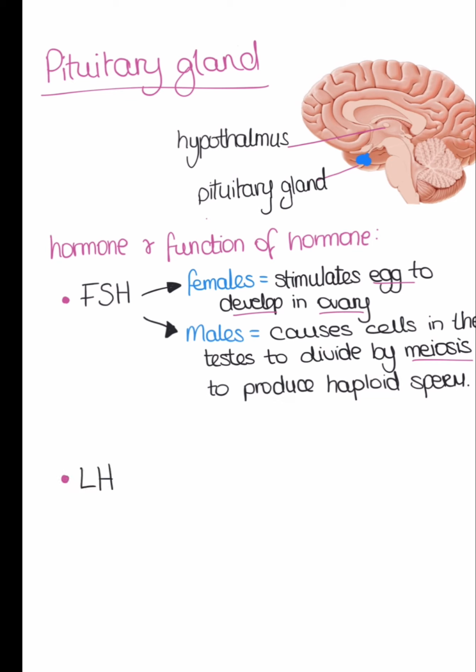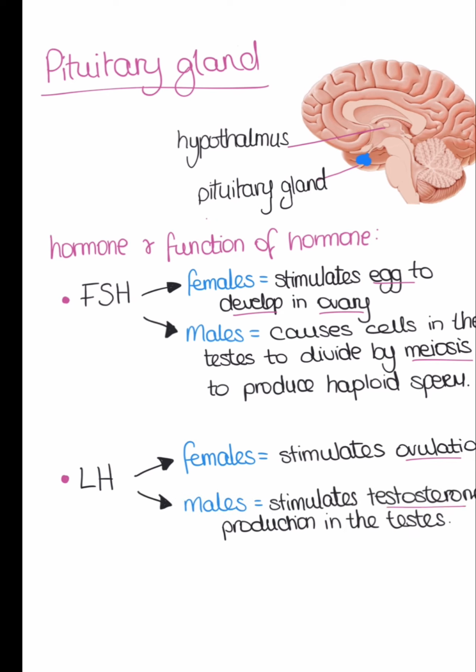A second hormone that's produced by the pituitary gland is LH hormone. In females, this stimulates ovulation. In males, it stimulates the testosterone production in the testes.